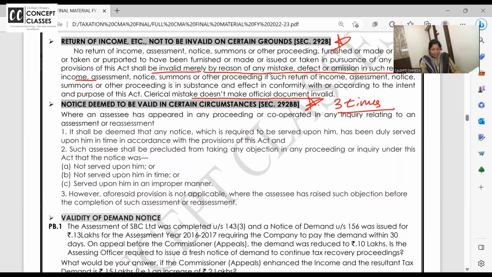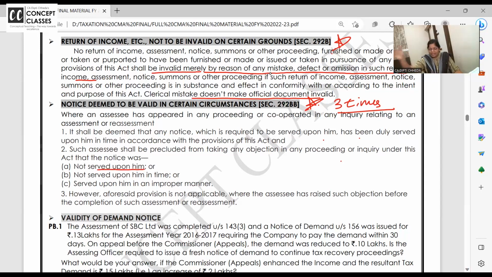See, read. The language is also so beautiful. When an assessee has appeared in any proceedings or cooperated in inquiry, it shall be deemed that any notice which is required to be served has been duly served upon him in time, in accordance with the provisions of the Act. And such assessee shall be precluded from any objections that notice was not served upon him.